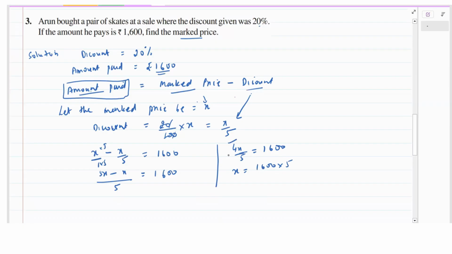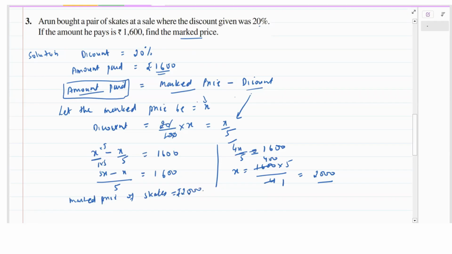And same, the number which is in multiplication, when it changes side to the other side of the equal to, will become division. So you can do cancellation. 4 ones are 4, 4 fours are 16. Then 400 into 5, it is 2000. So you can say the marked price of skates is rupees 2000.